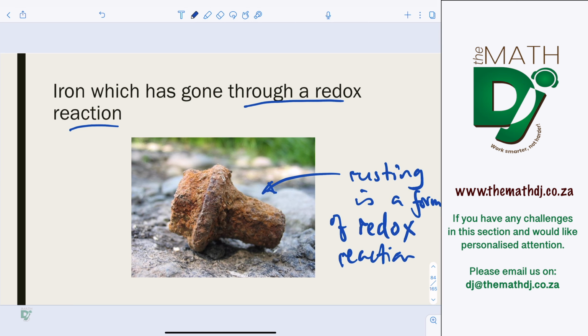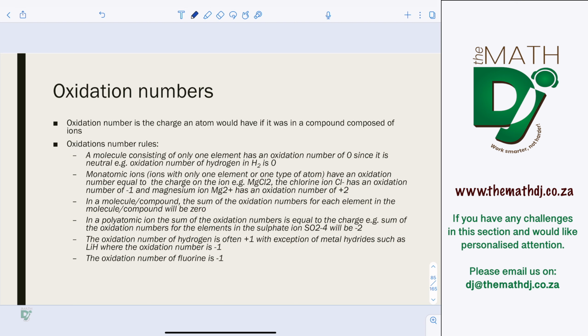So, oxidation numbers. When you're talking of redox, there are oxidation numbers. These oxidation numbers will determine whether there is a reduction or an oxidation. An oxidation number is the charge an atom would have if it was in a compound composed of ions. Oxidation number rules: a molecule consisting of only one element has an oxidation number of 0 since it is neutral.